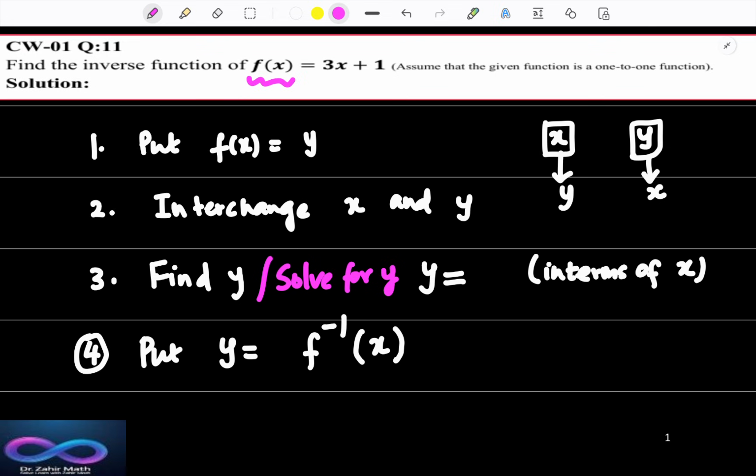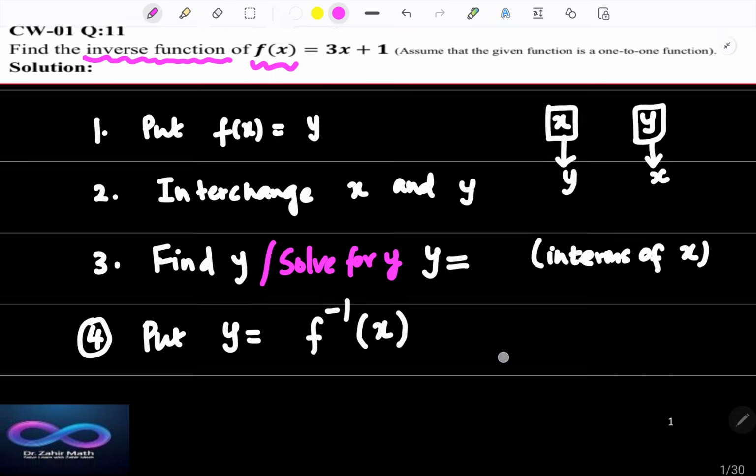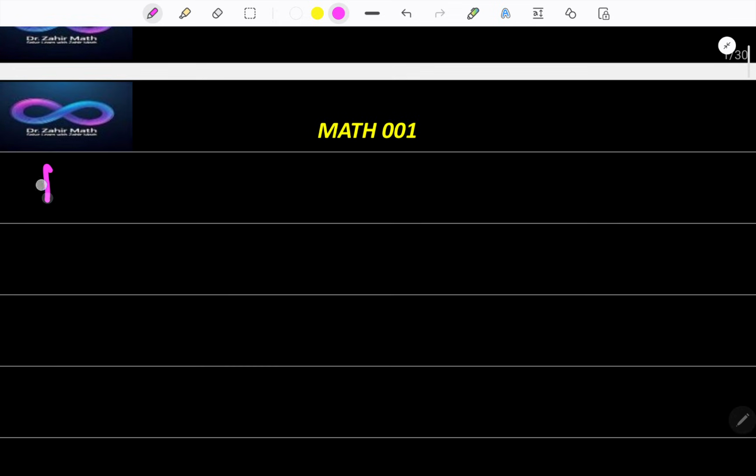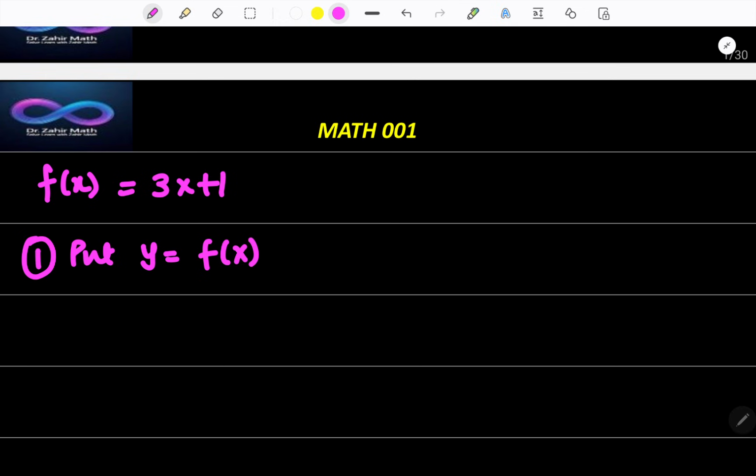Let's go to the first question. Find the inverse of f of x equals 3x plus 1. So let me start. f of x is equal to 3x plus 1. Step number 1 is put y equal to f of x, or put f of x equal to y. So y is equal to 3x plus 1.